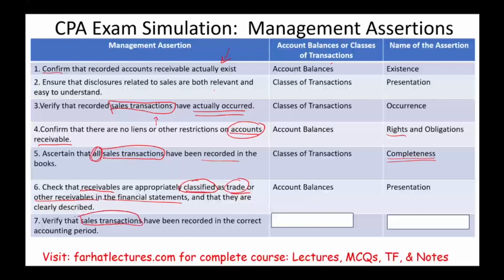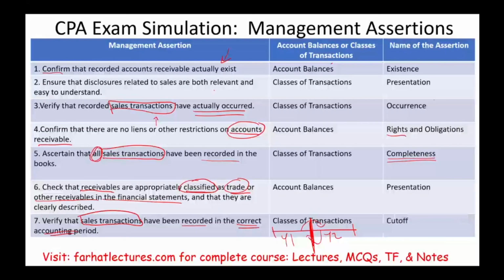Verify that sales transaction, again, sales transaction, has been recorded in the correct accounting period. We're looking at classes of transaction, and here we're looking at the cutoff. Proper period means, is it in period 1 or is it in period 2? So basically, remember, the life of a company is separated into artificial life. Like we have year 1, we have year 2. We don't want to bring any sales from year 1 to year 2 or vice versa, year 2 to year 1. We want to have the proper cutoff, and the assertion is the cutoff assertion.